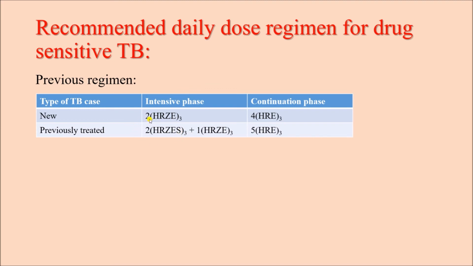So this first number is the number of months for the phase. Since we have 2 here, that means the intensive phase in a new patient has to be continued for 2 months, whereas for previously treated cases the intensive phase is 2 months plus 1 month, so a total of 3 months. Continuation phase is 4 months in new cases and 5 months for previously treated cases. There is another number after the names of the drugs, that is 3. So what we used to do earlier in the previous regimen, we used to give these drugs 3 days a week, so every alternate day. That is why 3 was mentioned here. Now that is the concept of intensive phase, continuation phase, and the previous regimen that we had.